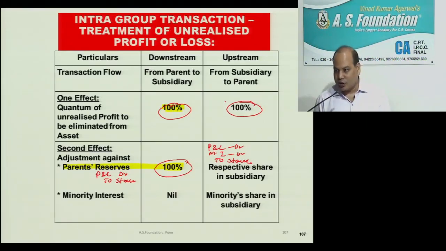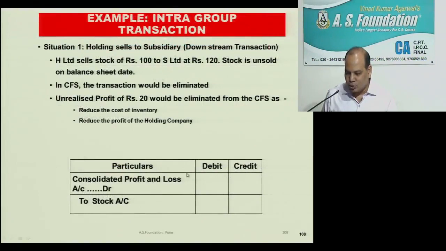However, in case of upstream transaction, because subsidiary has earned the profit, and subsidiary profit is shared by two parties, it will be allocated between P&L account, P&L account means H Limited, and minority interest in the ratio of their respective shareholding. Okay. To make this concept more understandable, we will solve one example. Right. This is that example. Oh, answer is not printed here. You will have to fill in the blanks.